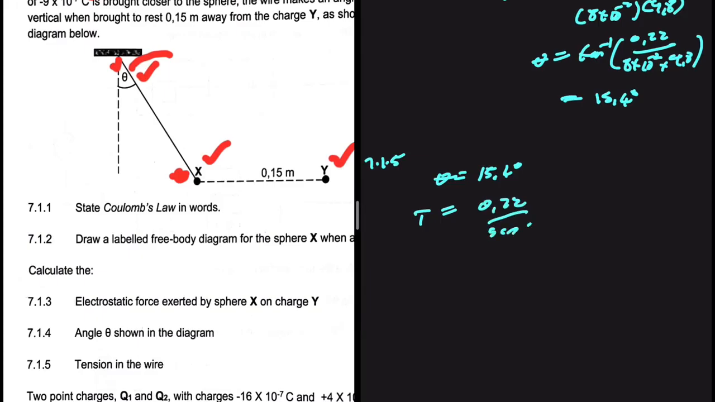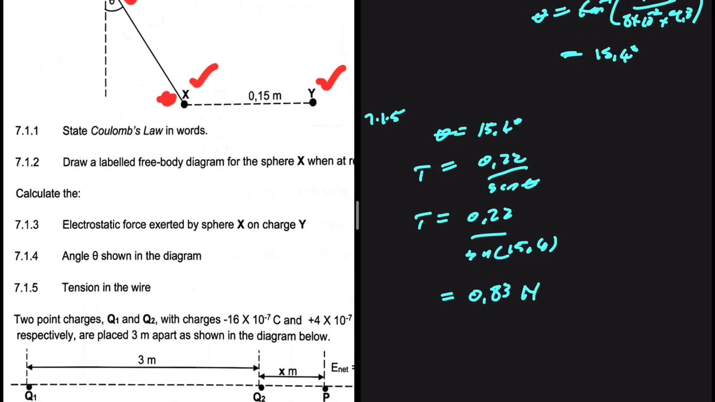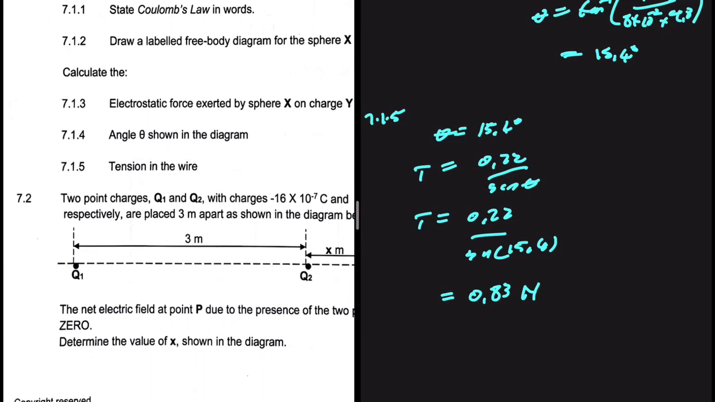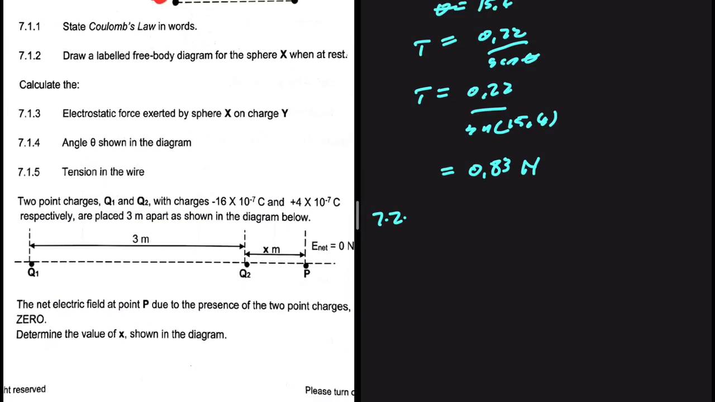0.22 divided by sine of theta. So the tension is equal to 0.22 divided by sine of 15.4. And our tension is equal to 0.83 newtons. Let's go ahead and do 7.2. Looks scary, but it is not.